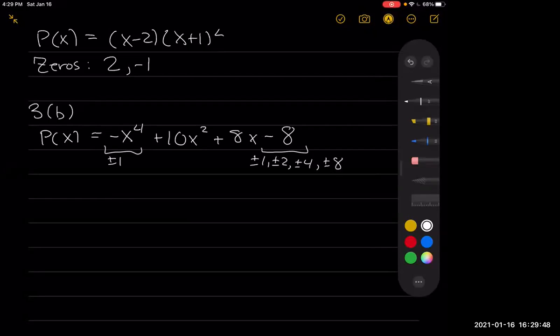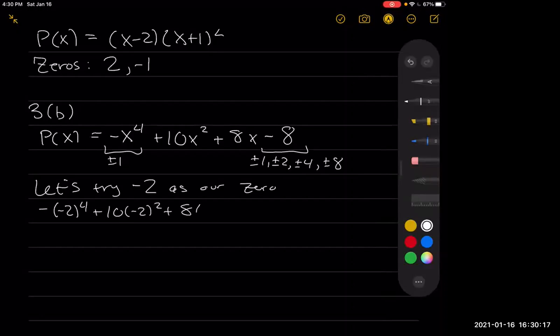So let's try -2. And this one, again, I did go through and check a couple of them just beforehand, just running through some calculations to make sure that it worked. So if we try -2 in here, just to make sure, we have -2 to the 4th plus 10 times -2 squared plus 8 times -2 minus 8.